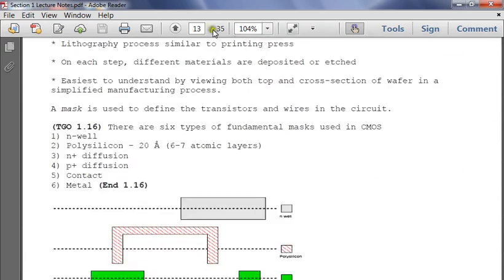Okay, so we're going to be learning about contacts. Contacts are where you're actually going to connect the inputs to the transistors. So you're going to get this input signal from the pad frame. It's going to go to a specific input there. And last but certainly not least, metal. So there are 6 types of fundamental masks in CMOS: N-well, polysilicon, N plus diffusion, P plus diffusion, contacts, and metals.